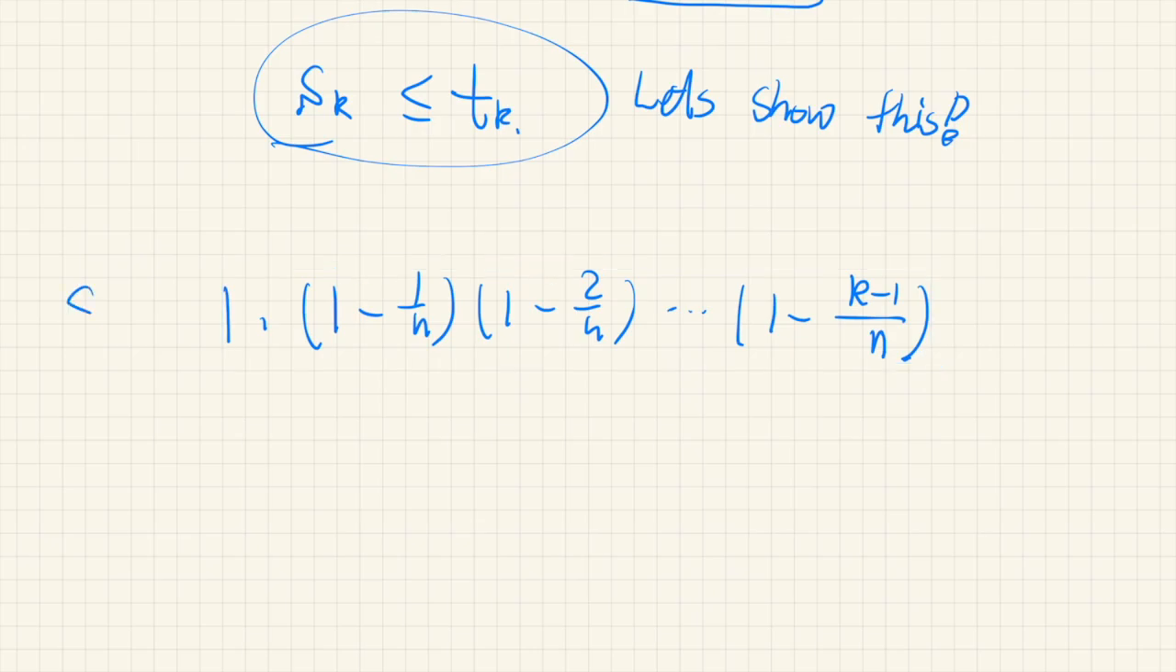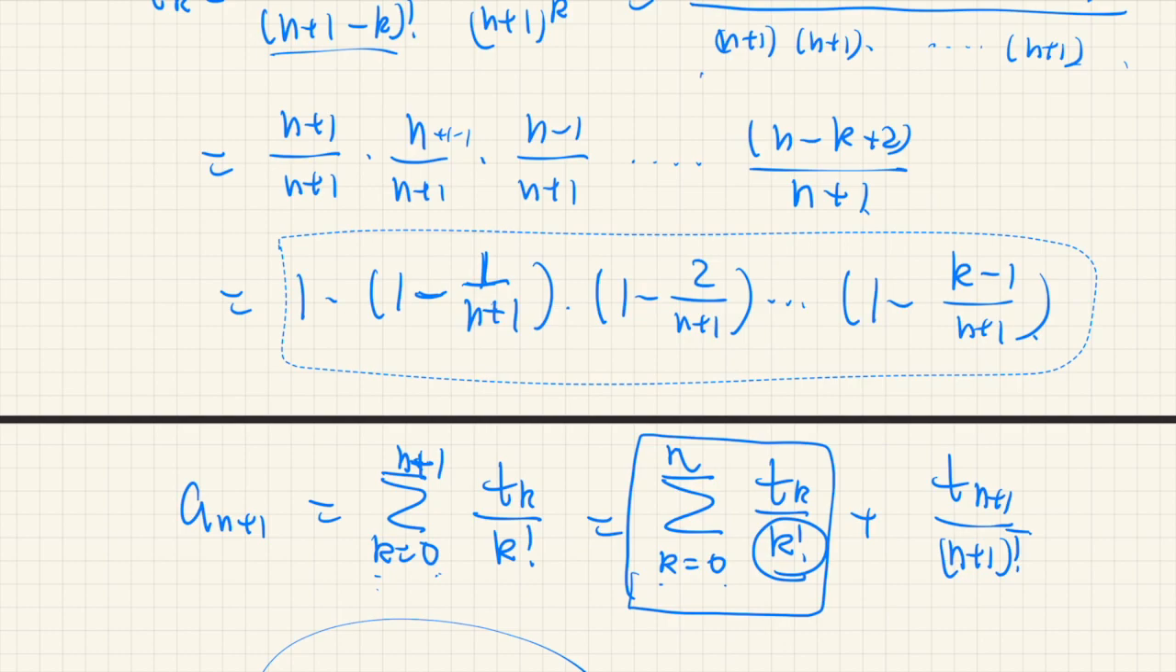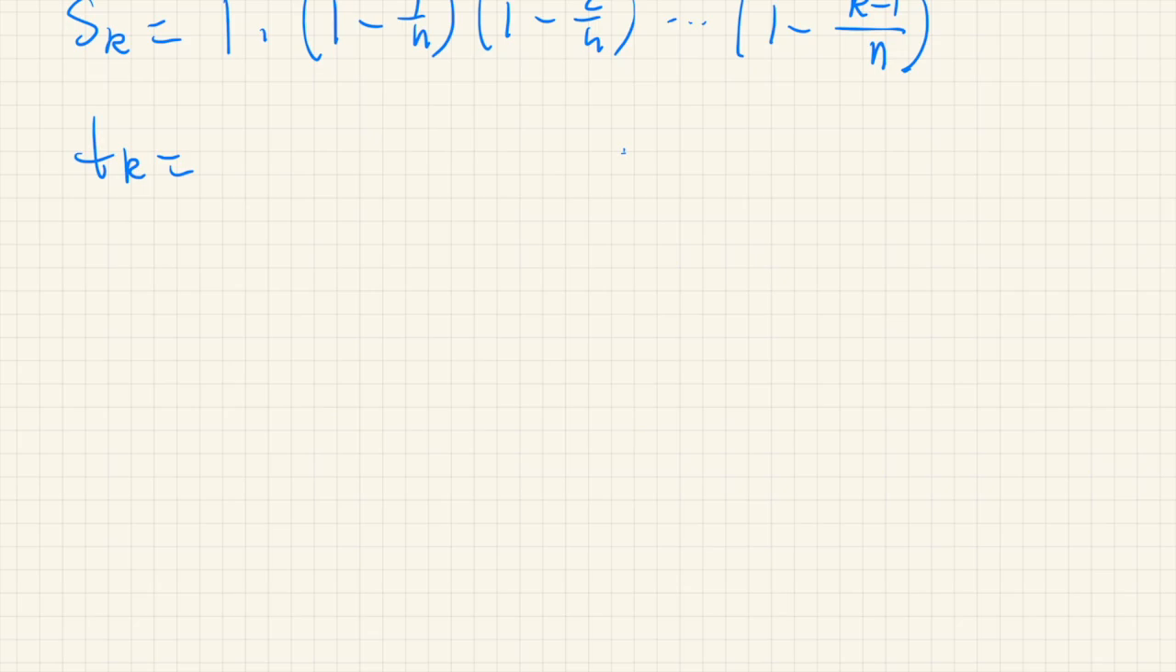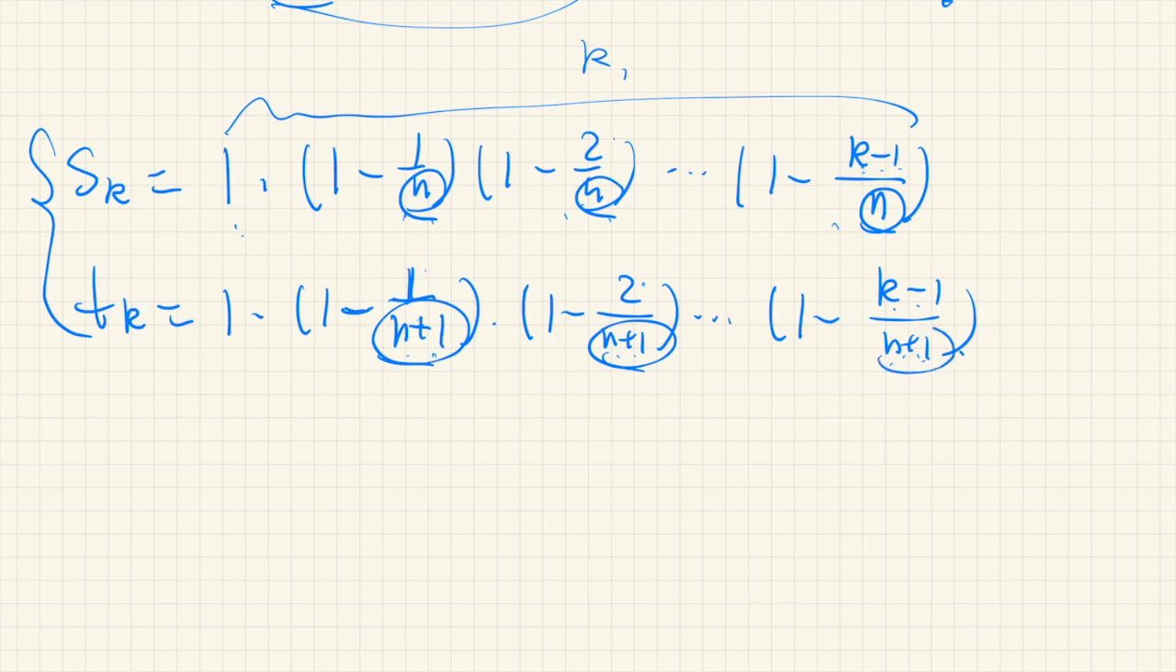So this is sk, and tk is this. Now compare each factor here. In both of these terms, we have k factors: 1 over n, 2 over n, and up to k minus 1 over n, and we have 1 over n plus 1, 2 over n plus 1, up to k minus 1 over n plus 1. They are very similar except for these things. So this is either n or n plus 1. Now we have 1 over n is greater than 1 over n plus 1.